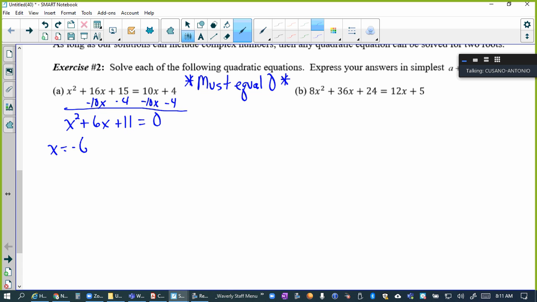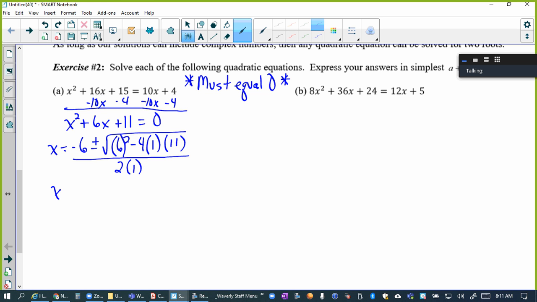Negative 6 plus or minus the square root of what? 6 squared. Whoops. Minus 4 times what? 1 times 11. 11. All over 2 times 2, or 2A, technically. Right? I almost will have to write times 1 down there if I'm trying to be efficient, but I don't want to leave things out and have somebody get confused, right?